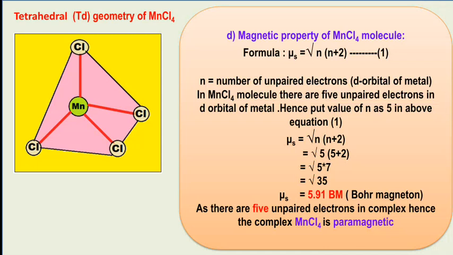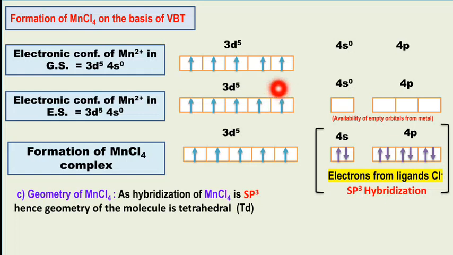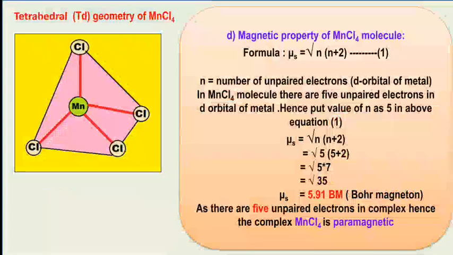Here again we can consider the value of n from the d orbital of metal. n is the number of unpaired electrons, which can be taken from the d orbital. In MnCl4 molecule, let us consider how many unpaired electrons there are. You just see the d orbital and there are 5 unpaired electrons. So put the value n equal to 5 into equation 1. mu s is equal to square root of n into n plus 2, that is 5 into 5 plus 2, so that is 5 into 7, that is square root of 35, and the value of mu s is equal to 5.91 Bohr magneton.